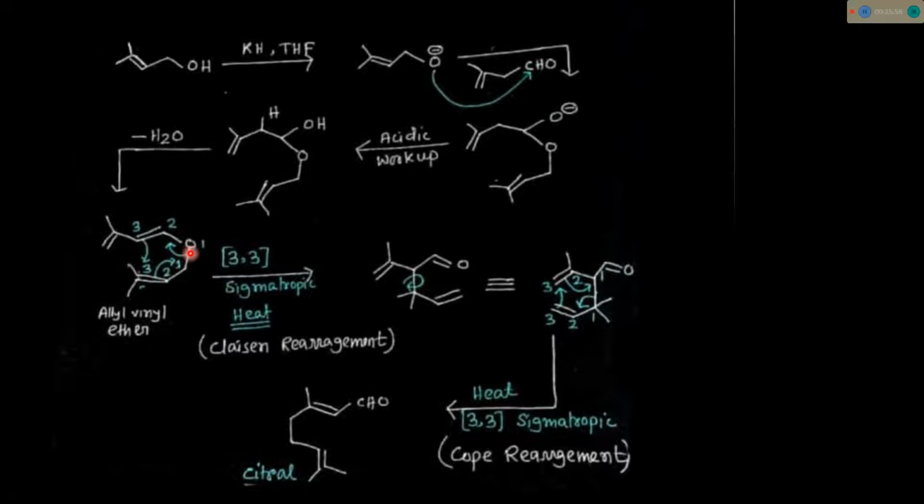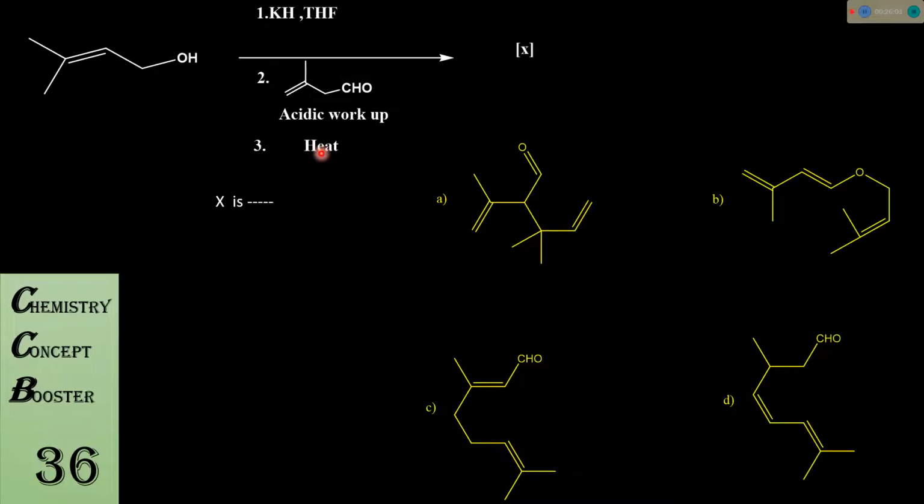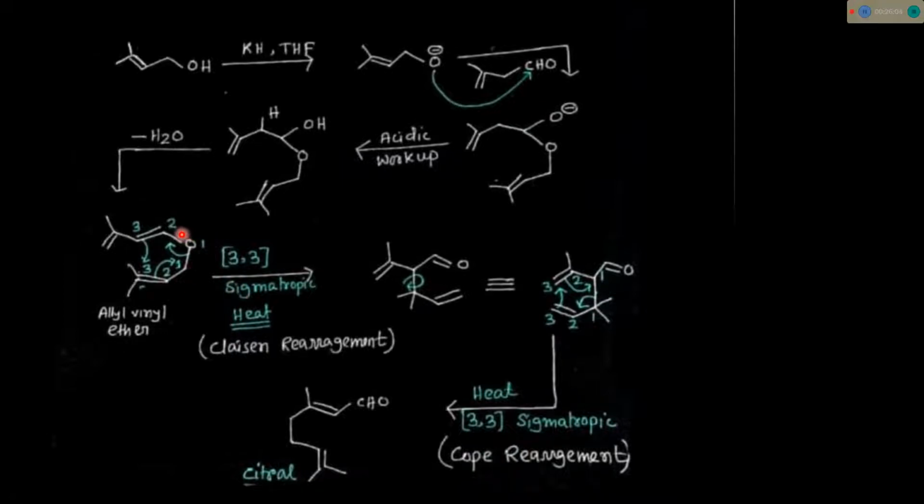So see, just by removing water from the alcohol, after acidic workup and after heating, we get this product. After heating, this compound will take part in a 3,3 sigmatropic rearrangement, that is the Claisen rearrangement. Again this compound takes part in another 3,3 sigmatropic rearrangement, called the Cope rearrangement. At last we will get this product. So in this case two sigmatropic rearrangements take place, both are 3,3 sigmatropic rearrangements, but one is Claisen and the other is Cope rearrangement.